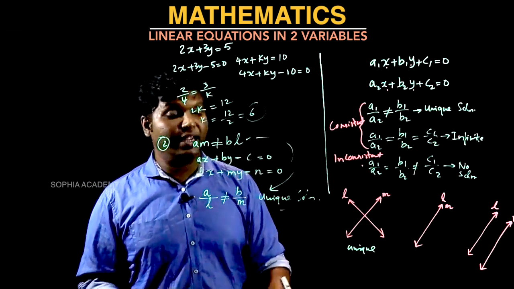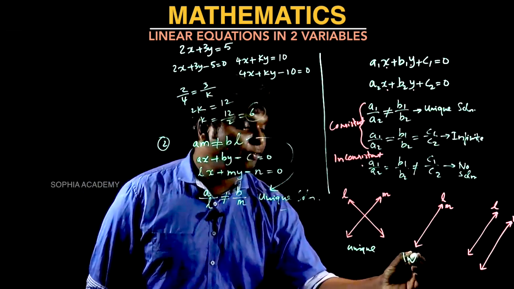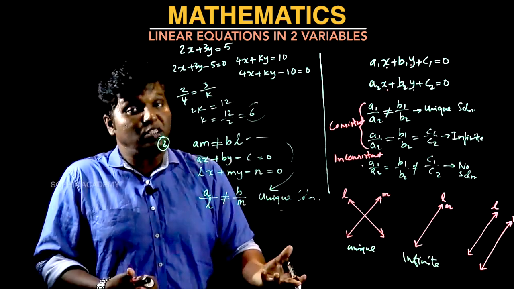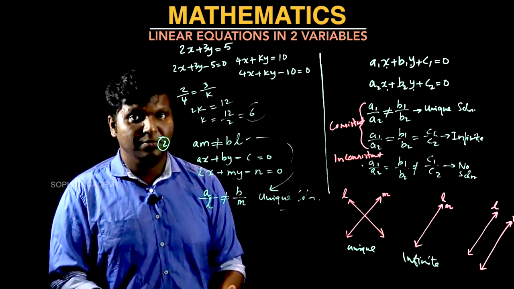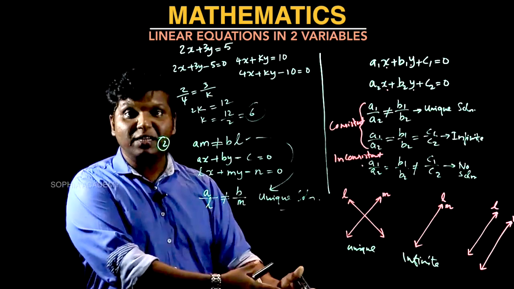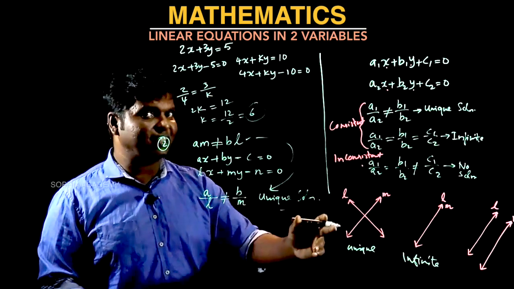So in this case, we can say there are infinite solutions. Infinite solutions means plenty of solutions. We can't count them, right? They are countlessly infinite, meaning we can't count and finish them. Plenty of solutions are there. That is the second condition.